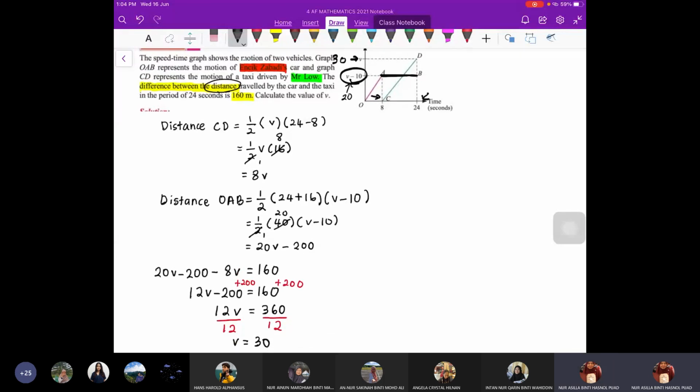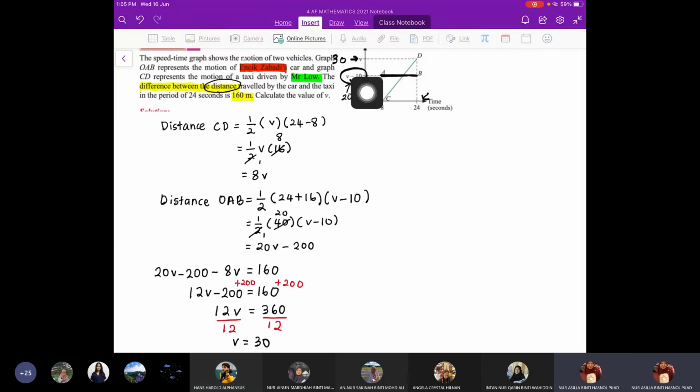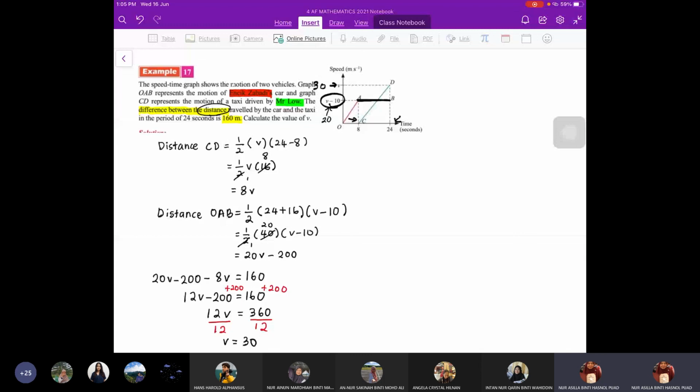Okay, ada masalah tak kalau macam mana saya tahu OAB itu distance dia lagi besar daripada CD? Macam mana saya tahu? Garisannya lah, Miss. Tak juga. Sebab masa dia dari 0 pergi 24. Sedangkan CD ni dia mula pada saat yang ke-8. So rasanya OAB akan lagi jauh lah. Okay, so ada soalan tak? Alright. So kita berjaya.